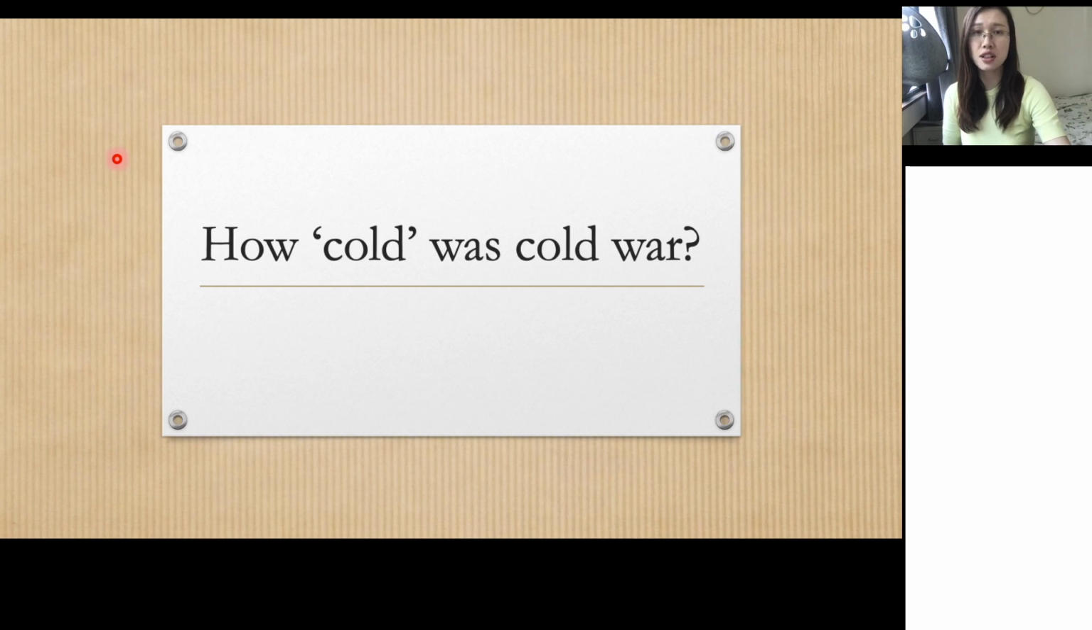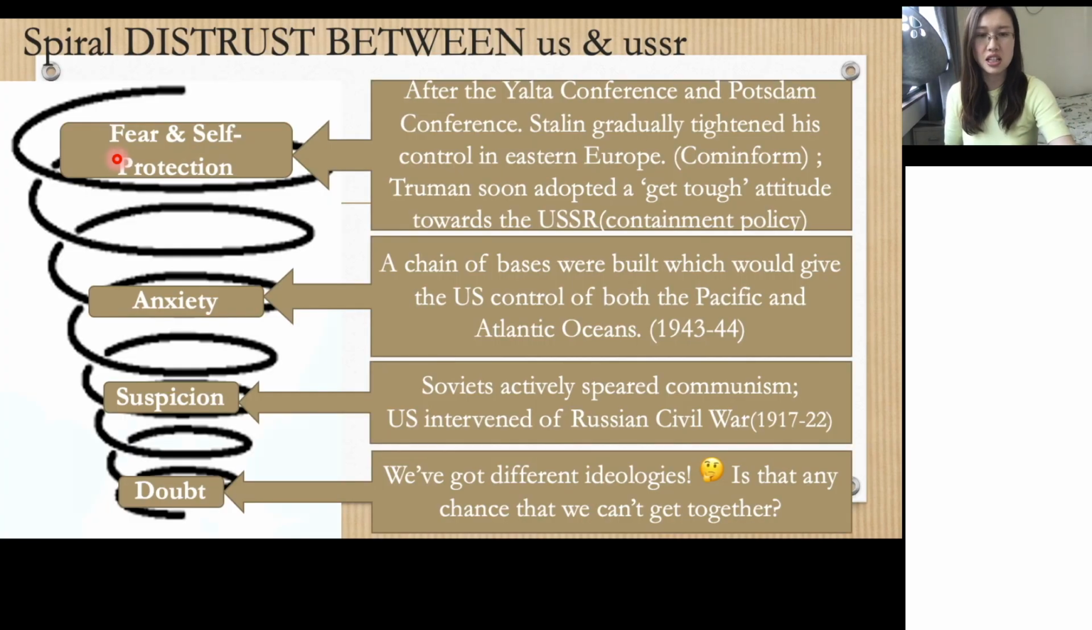So, for the last few classes, we've already reviewed the relationship between the US and USSR before the Cold War, and we use that as a part of the causes of the Cold War. We talked about different ideologies, how they started to become suspicious of each other, and how the US intervened in the Russian Civil War, which laid a basic image between them, not a very good one.